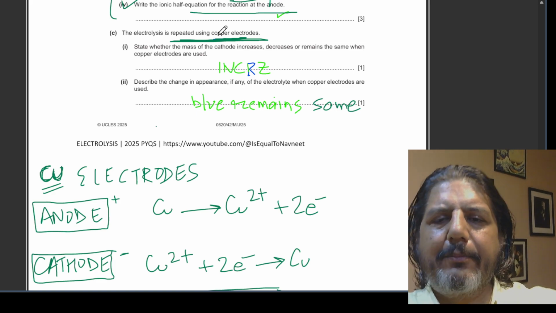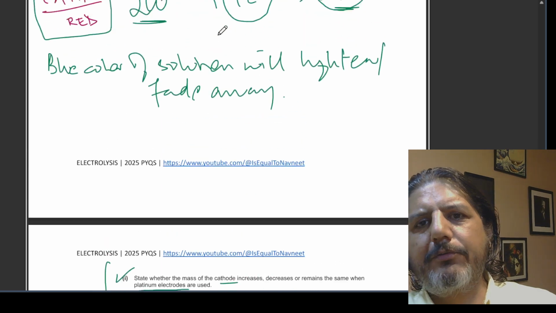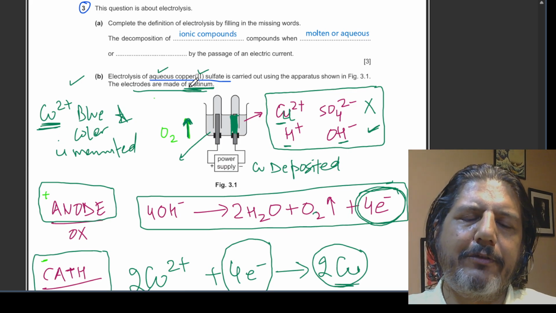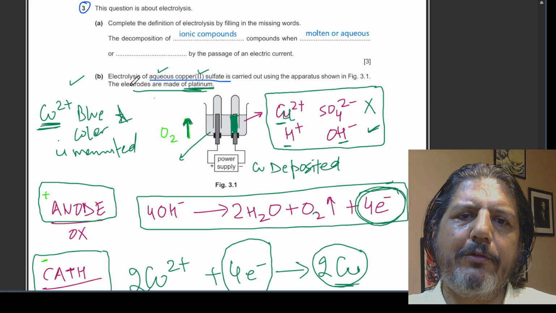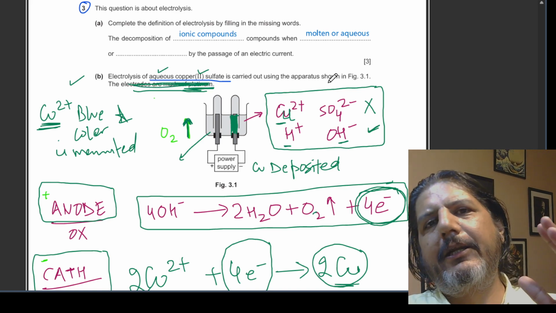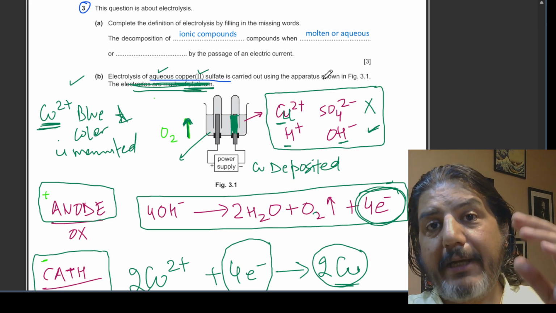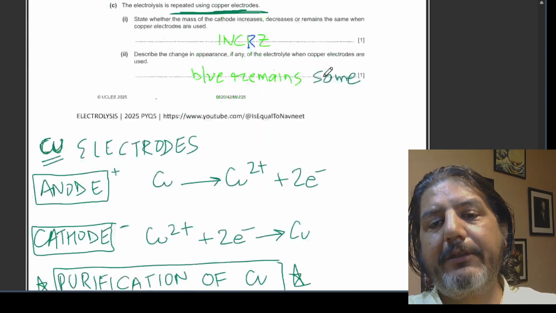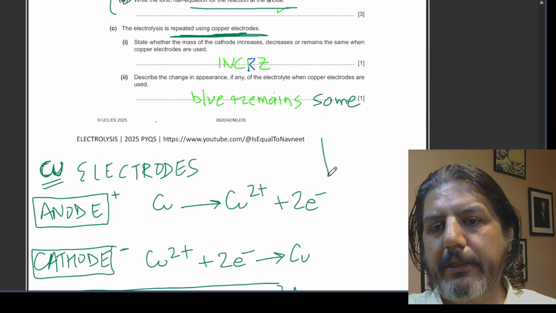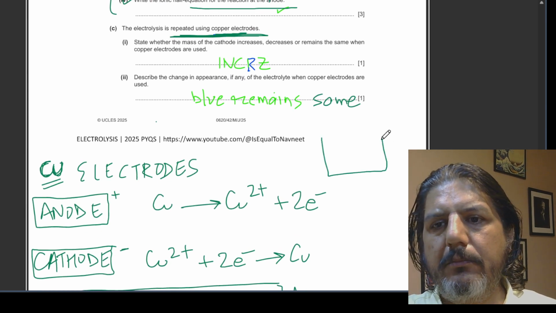So now what is happening is that we have a solution of aqueous copper sulfate. But instead of inert electrodes, now we are using electrodes which would be active. So we will have a setup like this. I'm making a rough figure here.